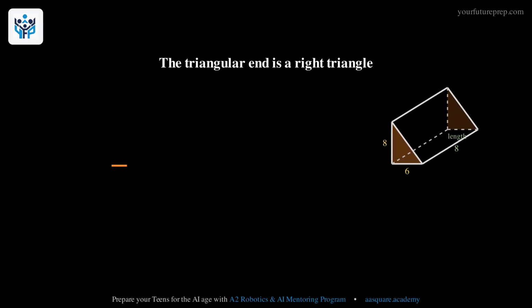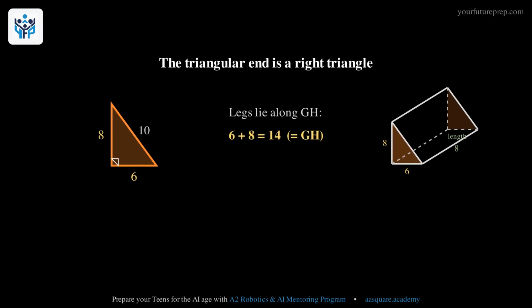Now look at one triangular end. It is a right triangle, and its two legs lie along the edge GH. Since GH is 14, and the two legs are 6 and 8, which add up to 14, each end is a 6 by 8 right triangle with a hypotenuse of 10.